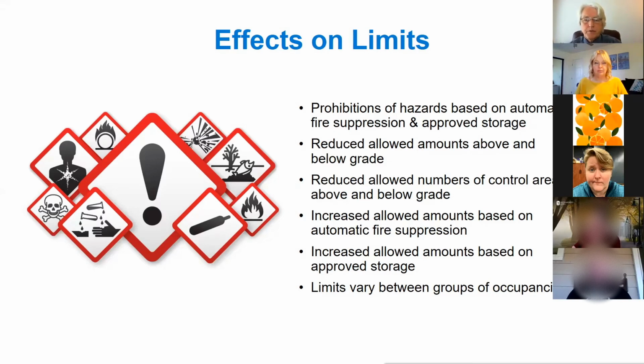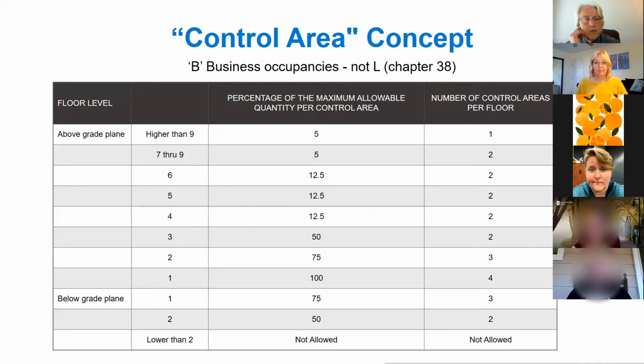And then I mentioned there are differences in the different occupancies. Here's an example, the B occupancy, which is the most commonly used occupancy for laboratories. At the grade plane, so floor 1, if you will, right here, that gives you 100% of the maximum allowable quantity. If you have the building constructed in a way that you've got 1-hour firewalls or better between the areas, you can have up to 4 control areas per floor. So you can see here that if you're on the second floor, then you get 75% of what's on the first floor, and you can only have 3 control areas. If you're on the third floor, you get half of what's on the first floor.